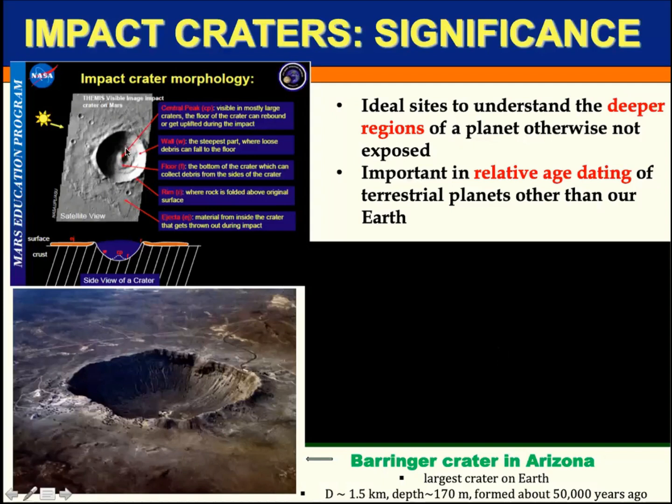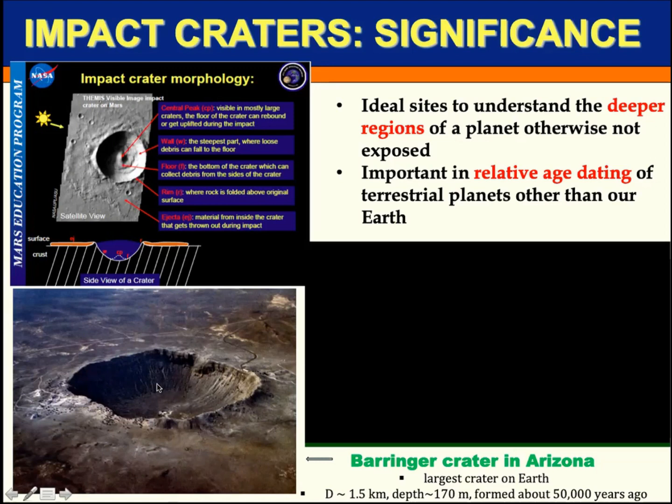Here you can notice this is one case of an impact crater. This is the wall region, this is the floor region, then this is the raised rim, the outside region of the impact crater. And this is the Barringer crater in Arizona. Here you can notice this is the surface where the deeper regions are hidden.